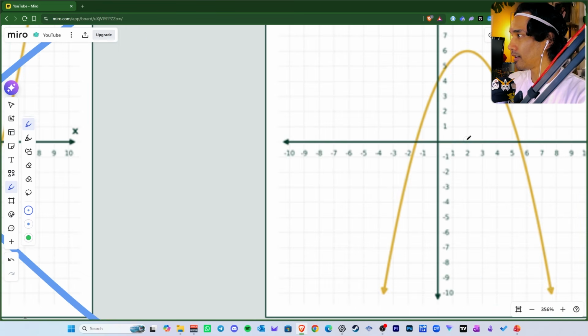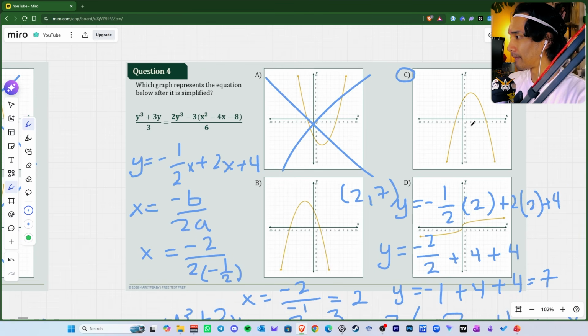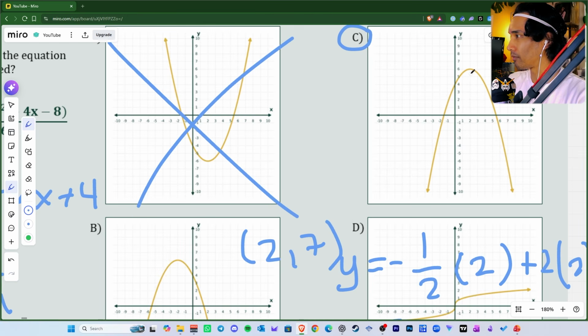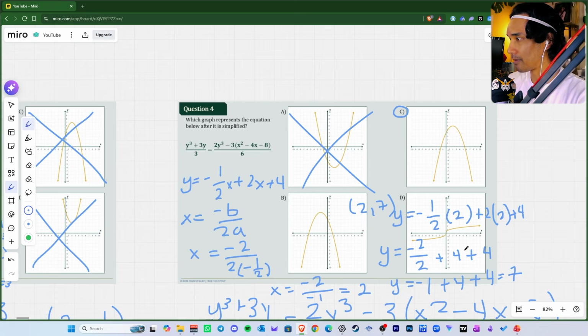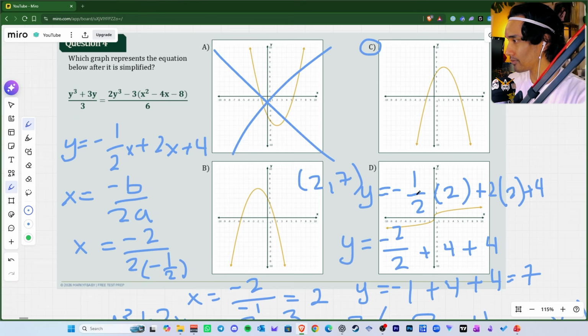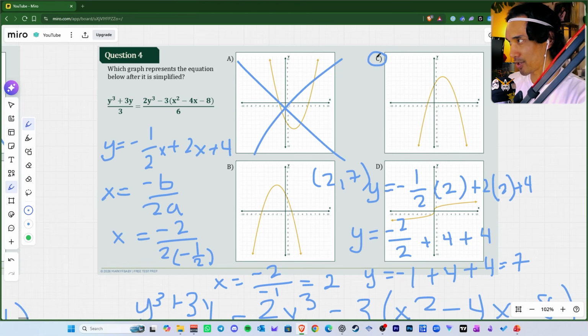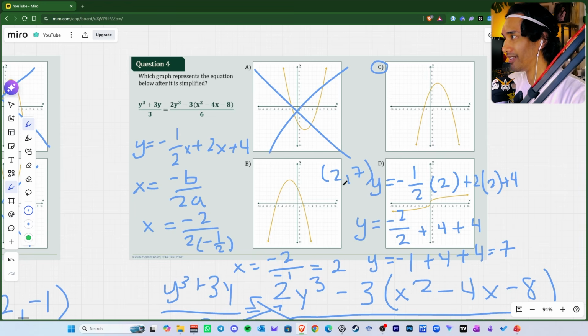If we zoom in here, it looks like I have it at 6. Is this one at 6? Maybe I did the equation wrong. 2 plus 2, 4. Huh. Well, folks, the answer is C. And maybe I do need to fix something in there, but I don't want to. All of them are wrong. I think I just did my math wrong.